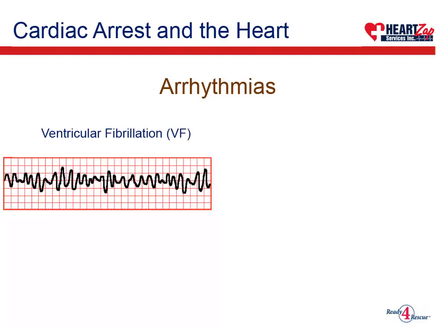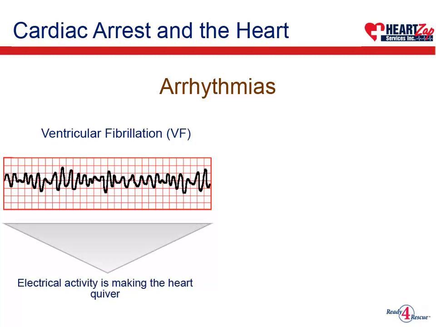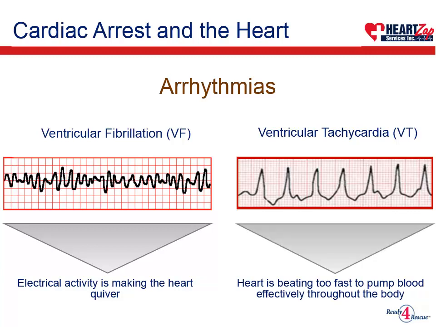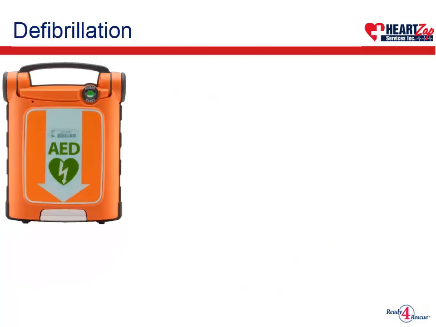One of the arrhythmias is called ventricular fibrillation, which is essentially when the electrical activity is making the heart quiver. There's another arrhythmia called ventricular tachycardia, and that is essentially when the heart is beating too fast to be able to pump blood effectively throughout the body.